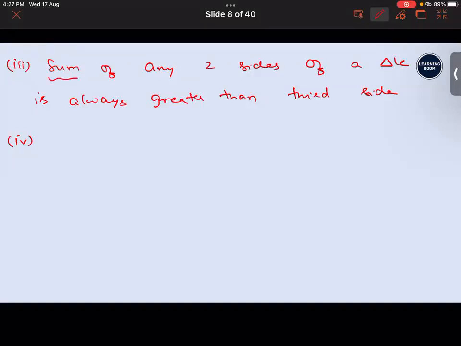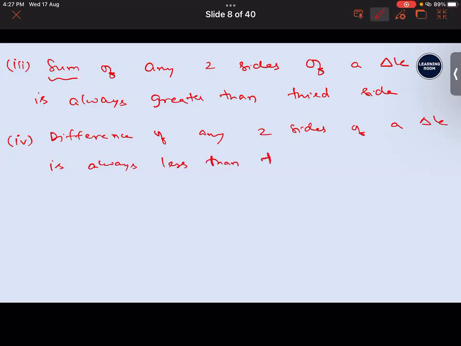Okay. Similarly, here you spoke about the sum of two sides. Now, what about the difference of two sides? The difference of any two sides of a triangle is always less than the third side. Okay. There is one problem based on this inequality. So, make a note. Okay, shall we proceed?